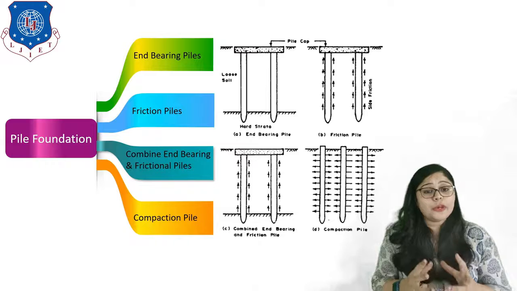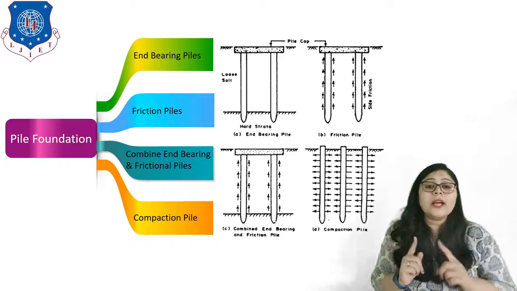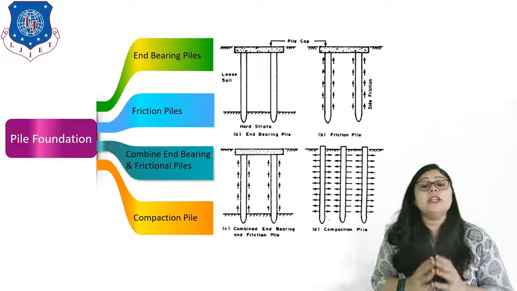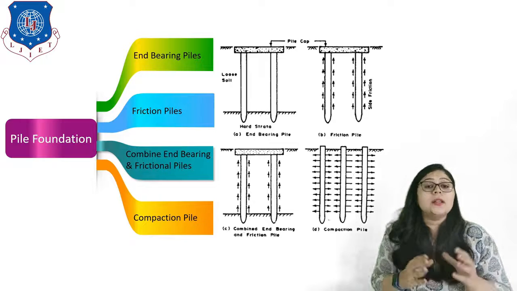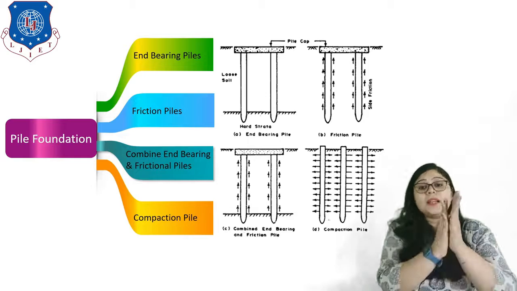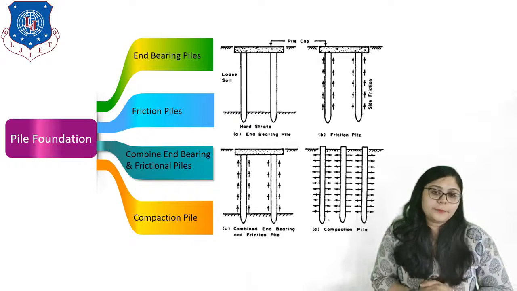Second type is the friction piles. So here on screen you can see the arrows going in an upward direction. It means a friction is acting on the piles in the soil. So this is the indication that friction is resisting piles to set at their position. So that is known as the friction pile.